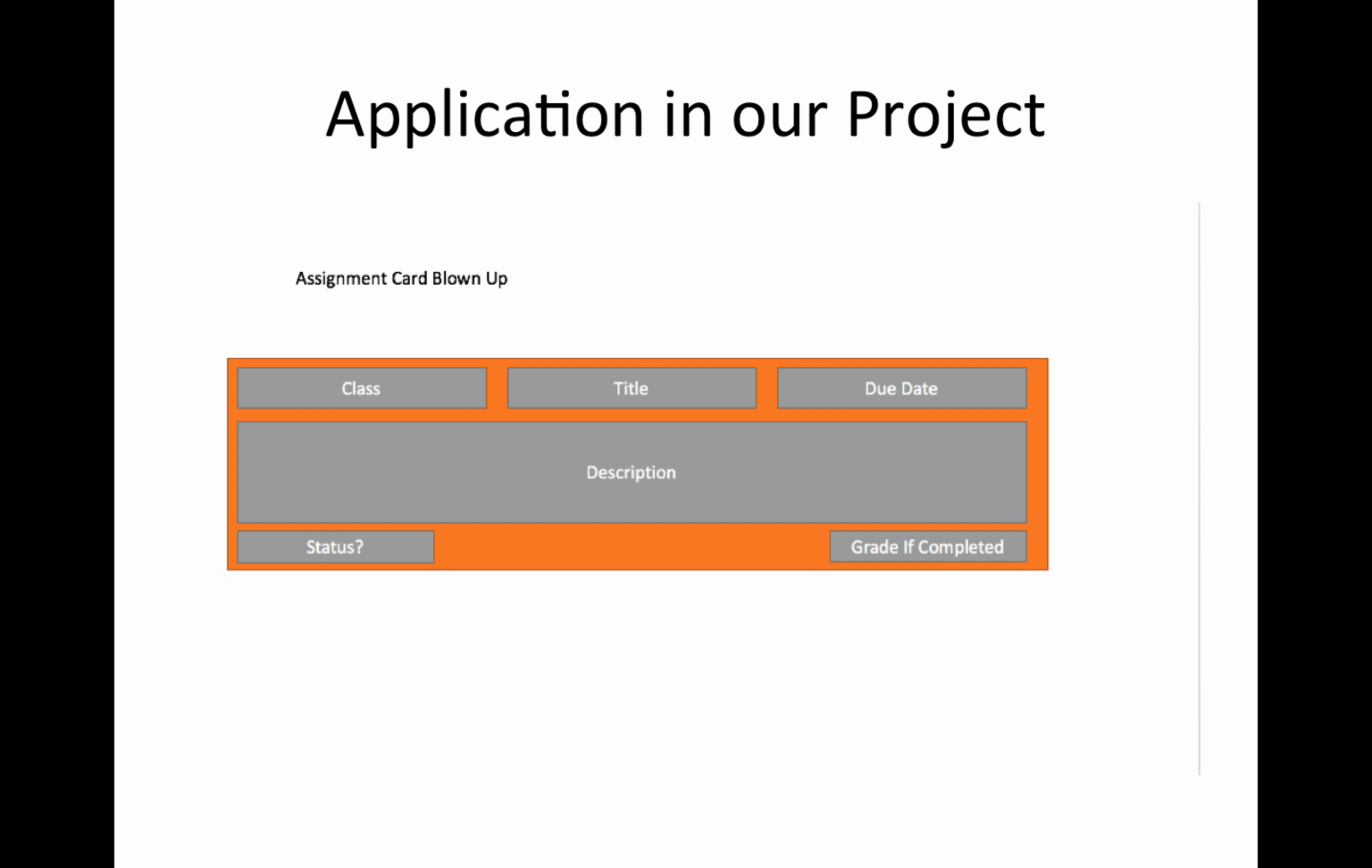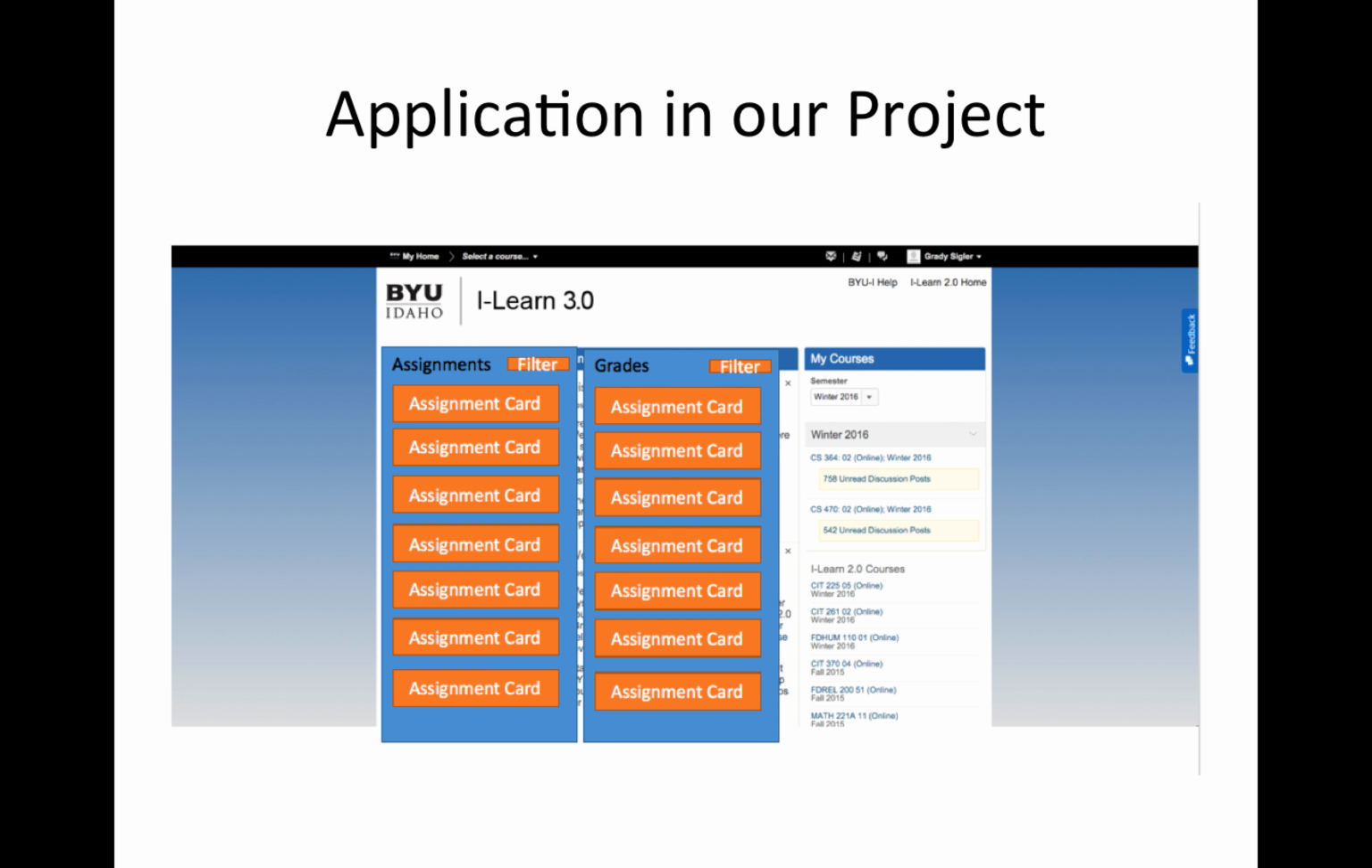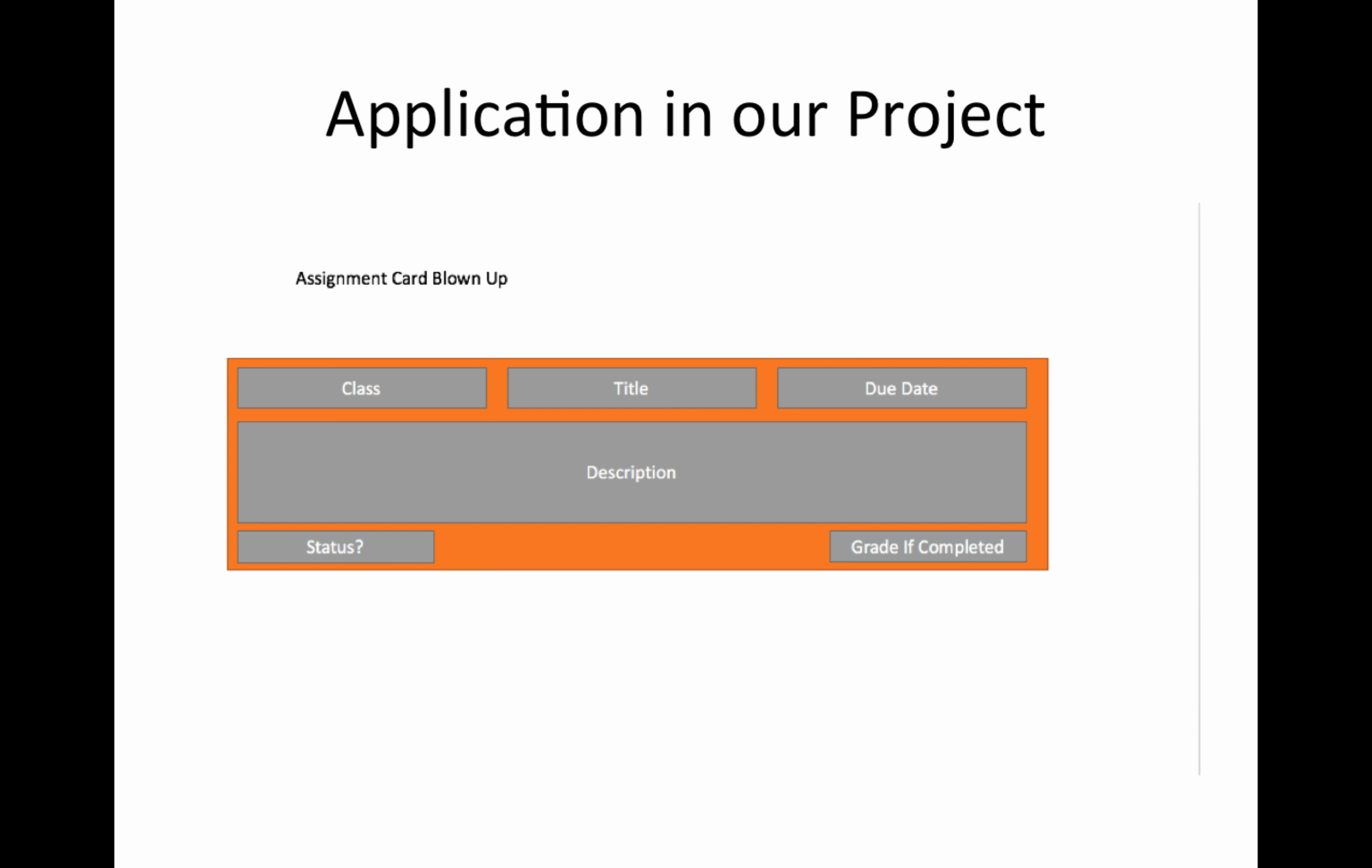So we could use UML in an object-oriented approach to write the specifications for our project. We'd have a card class, and every card would have a description, a title, a class, a due date, and all these attributes. And then, of course, we could also make a dashboard object which would contain various card objects. So that's how it could be used, and that's my presentation on UML. I hope you enjoyed it.